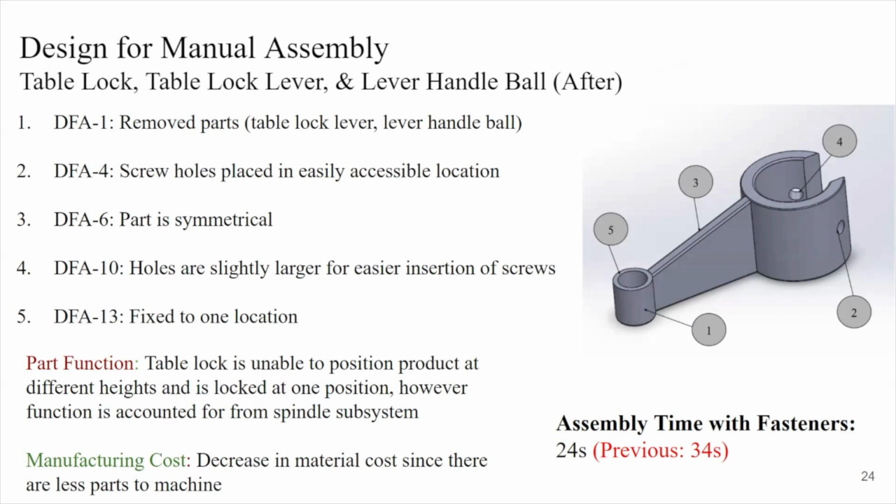rather than being adjustable. As for the part function, there were some effects. Since the table lock is now unable to position products at different heights and is locked at one position, the function was now accounted for from the spindle subsystem. As for the manufacturing costs, we expected there to be a decrease in material costs since there would be fewer parts to machine. We were able to reduce the assembly time from 34 seconds to 24 seconds. Overall, the design efficiency with the modified manual assembly parts increased from 25.75% to 29.17%.